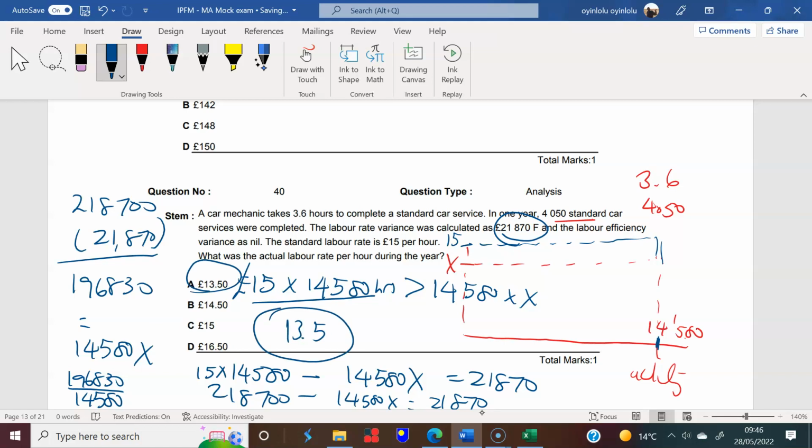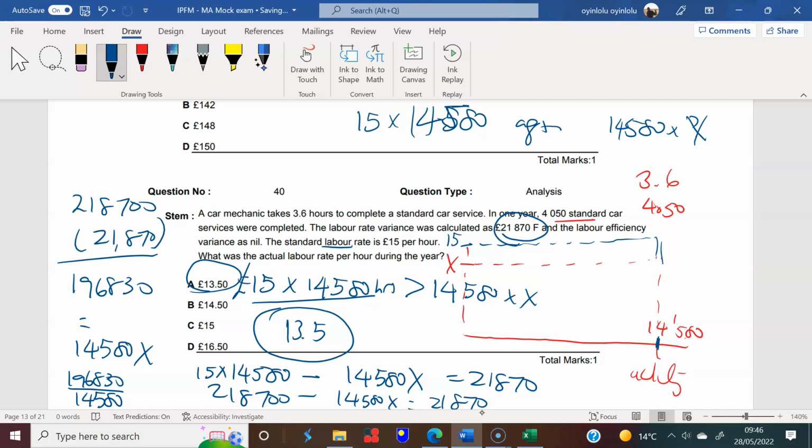So a bit of an interesting question. The point you need to understand is that we have spent less than we should have. So the question is, what should we have spent? Well, we know it's £15, a standard labor hour, times the number of hours, against what you actually spent, which is the number of hours times the labor rate per hour, which we don't know. That's what I'm calling x. So we know what the difference is, and we just work through this.